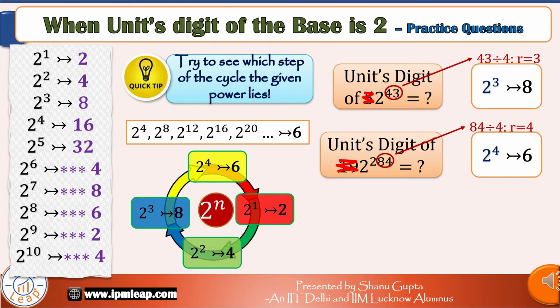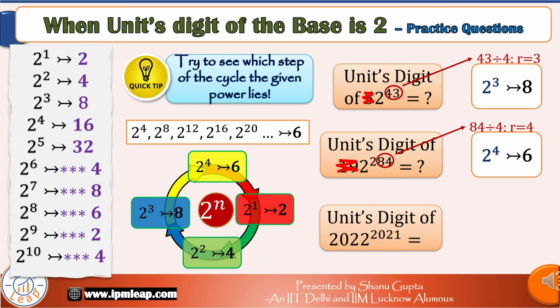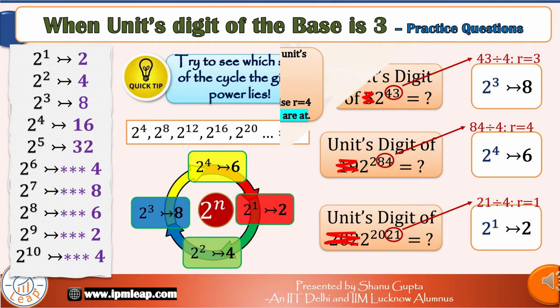And the last practice question for base 2 is to find the units digit of 2022 raised power of 2021. Ignore these digits in base. Power is 2021. Which step of the cycle? Divide 2021 by 4. 21 divided by 4, remainder is 1. So we are at the first step of the cycle. And units digit will be the same as that of 2 raised power 1, which is 2. Our answer is 2.